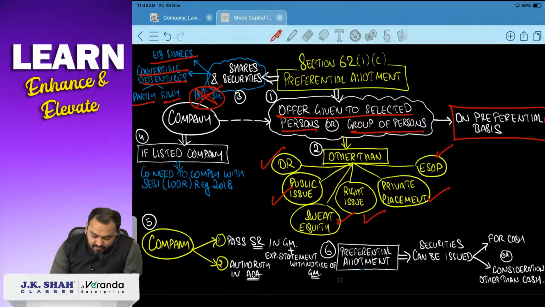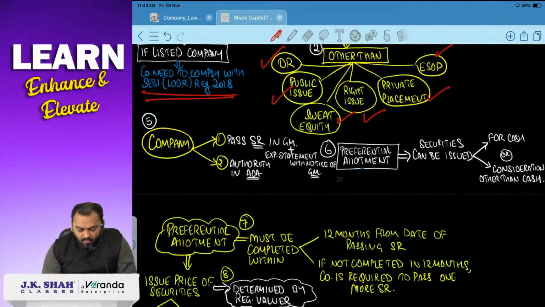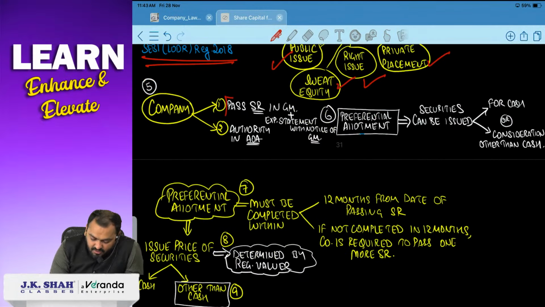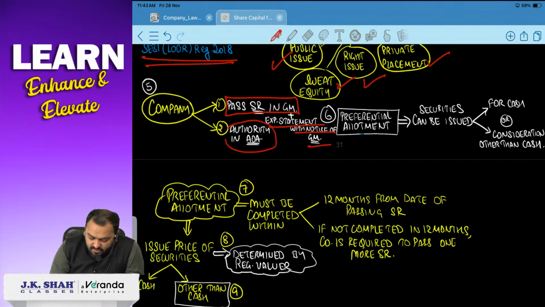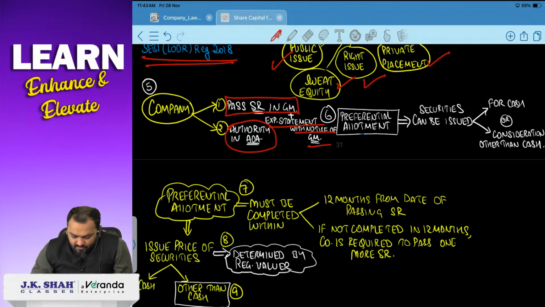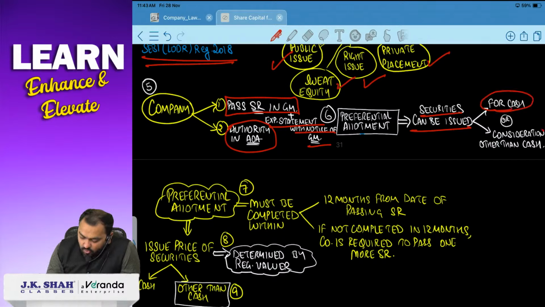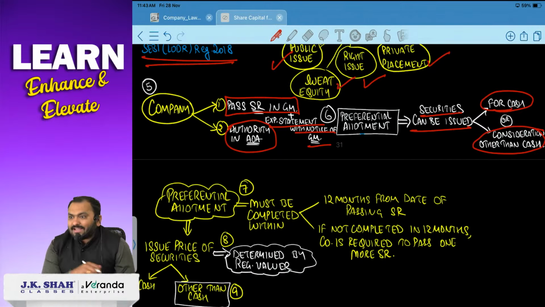Then, in case of a listed company, the company will comply with SEBI LODR regulations also. Then point number 5 is the company is required to pass an SR in a general meeting. For the general meeting, the notice shall be accompanied with an explanatory statement and authority must be given in the AOA. Everybody understood? Authority must be given in the AOA and SR. Easy?